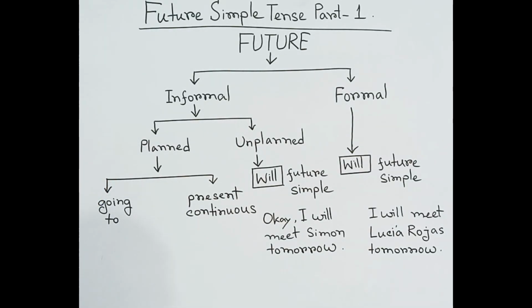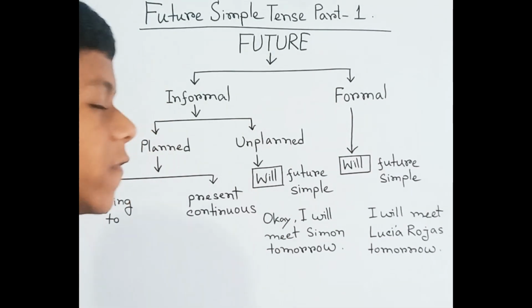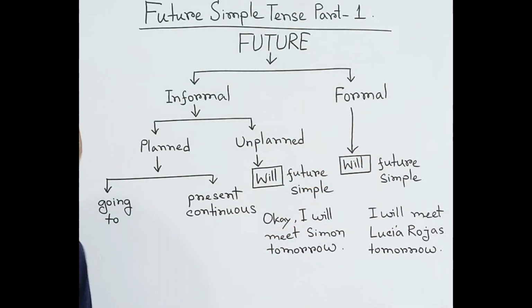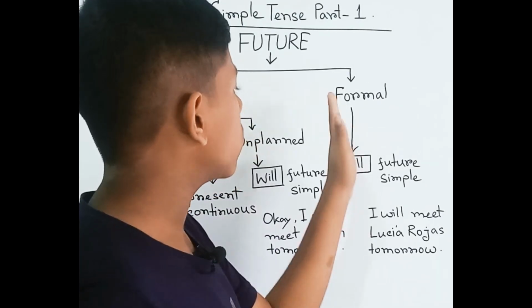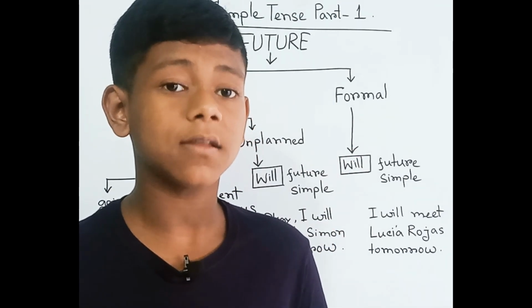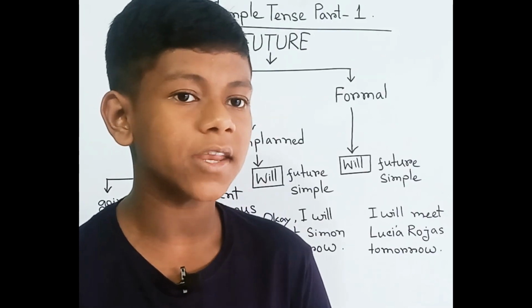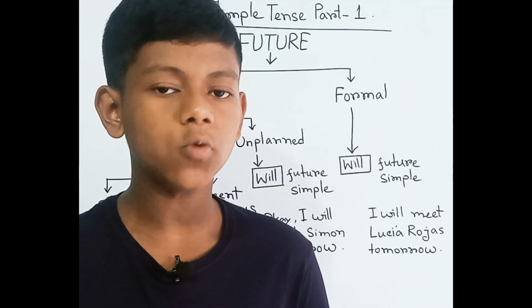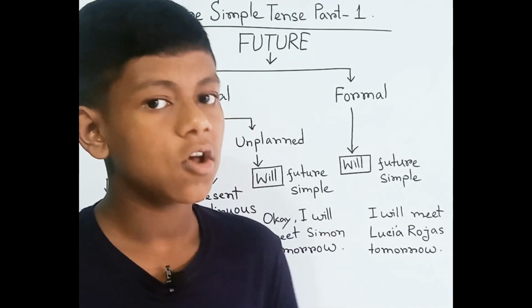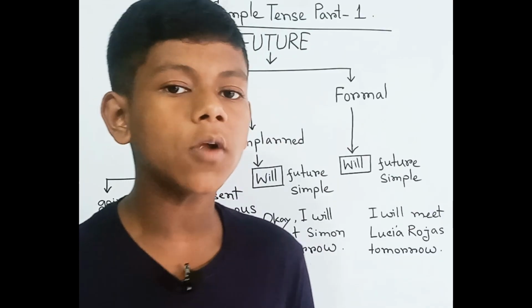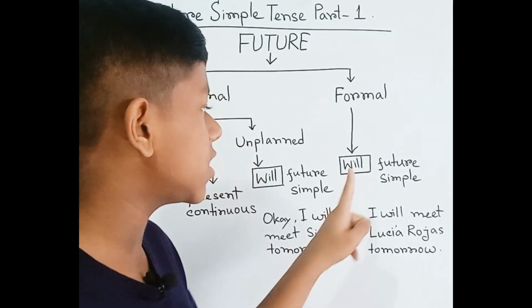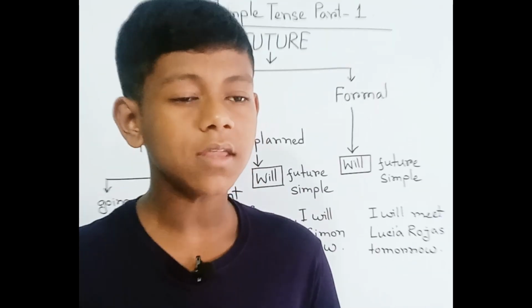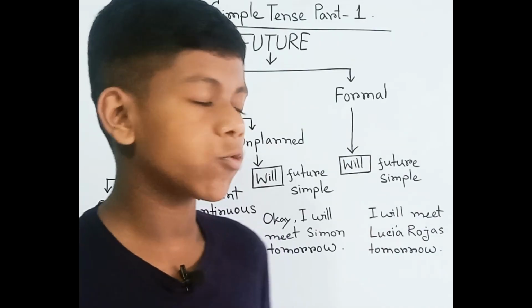Look at the board here. I have divided it into two parts, one informal and another formal, to help you understand the future simple tense. First, we start from formal. Formal means something polite. You are telling something very politely, which indicates that you are a well-mannered person, a good person. During a formal expression, we have to use will in the future simple tense. So if we want to speak in a formal way, we have to use will.